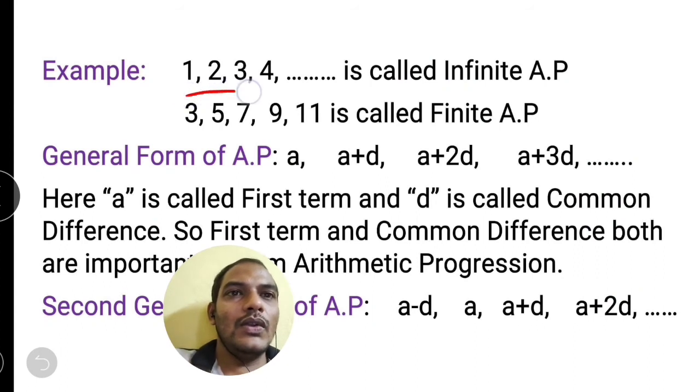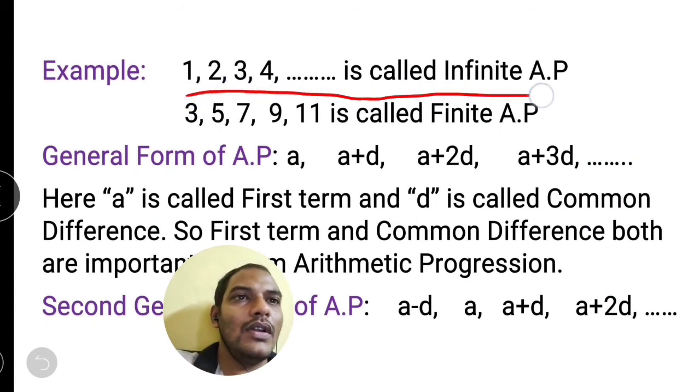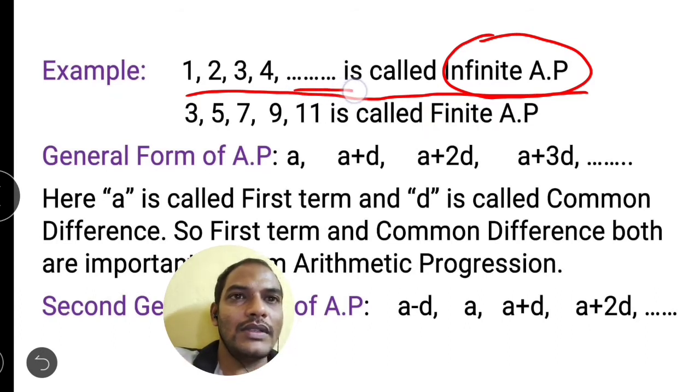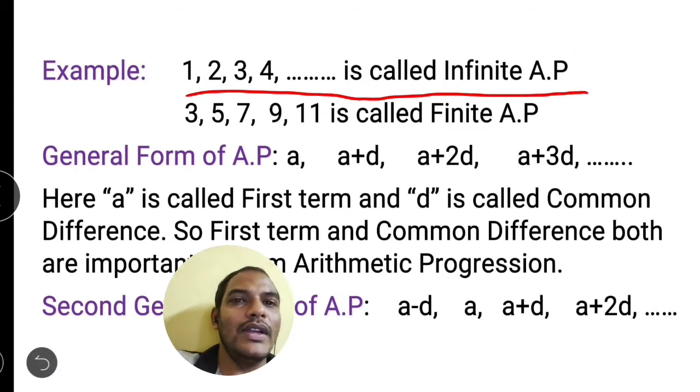See here, 1, 2, 3, 4, dash is called an infinite arithmetic progression. So you know very well the meaning of infinite arithmetic progression, because there is no ending term of this arithmetic progression, and he gave the dash symbol. So that is an example for the infinite arithmetic progression.